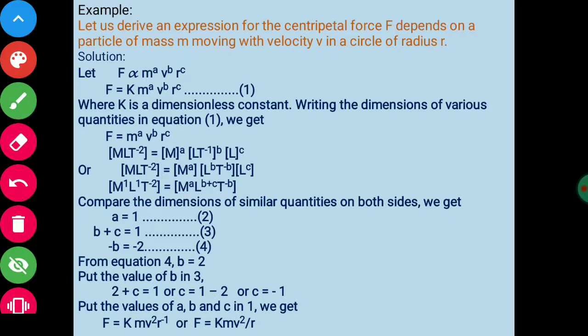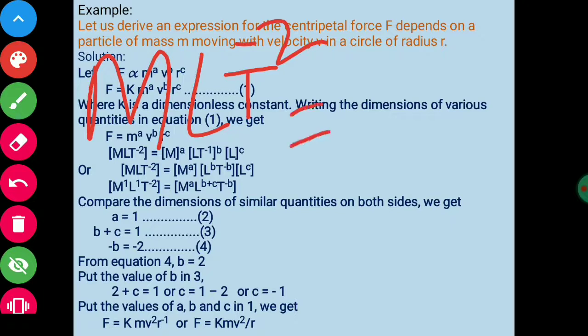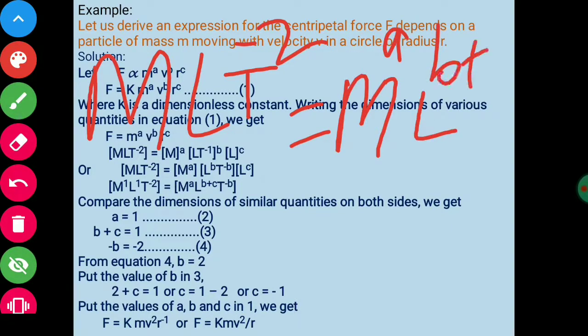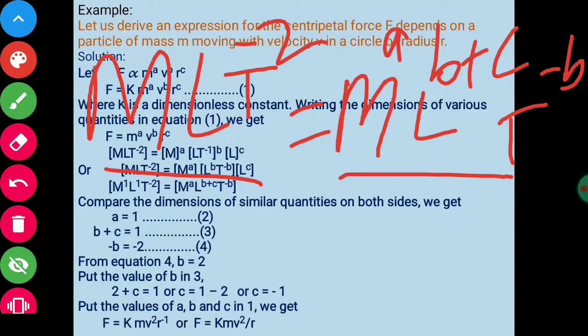Compare the dimensions of the similar quantities on both sides. See, MLT^-2 equals M^a L^(b+c) T^-b. See, both the dimensions are equal. Comparison of the dimensions.